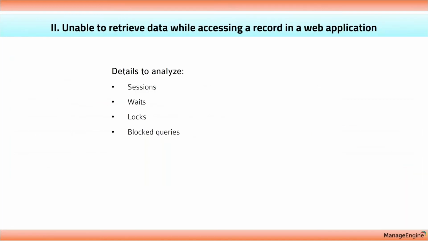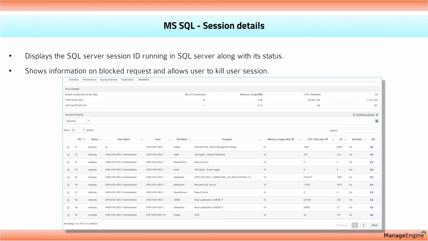Let's see the next scenario, that is being unable to retrieve the data while accessing a record. So what details should we analyze? Say, for example, if one is fetching the data and is not able to get it. The details to be analyzed are session waits, log information, and blocking queries information. These details are common for MS SQL and Oracle DB servers. So let's dig deep into this and find the common reasons and how we can set up proactive monitoring for this. As a first step, let's see the MS SQL session details.